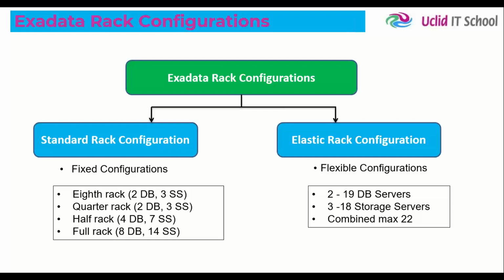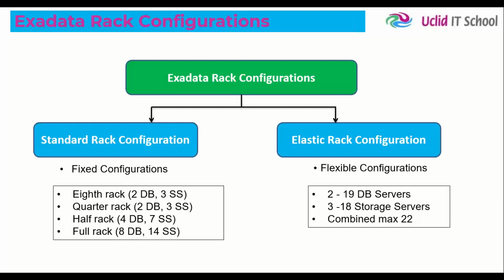So with elastic rack configuration, there is no fixed configuration. As a customer, you are the king. You decide what you want. You decide what toppings you want in your pizza, and whether you want a cheese burst pizza or regular pizza, thin crust, thick crust. You decide. Customize your pizza, and I will deliver accordingly. So that is the concept behind elastic rack configuration. With elastic configuration, customers can choose what type of configuration they want depending on their requirement. Accordingly, Oracle will configure the system and ship the system to you.